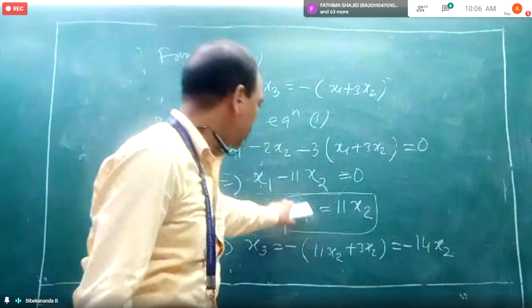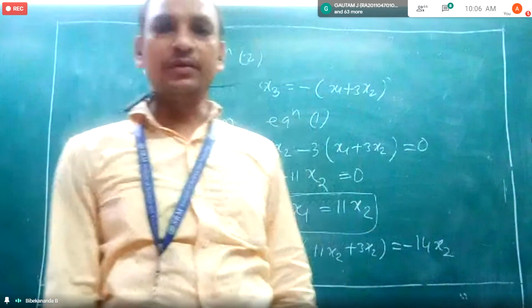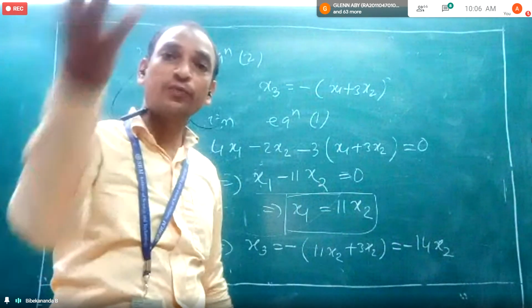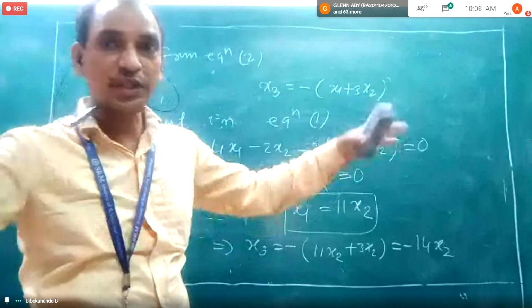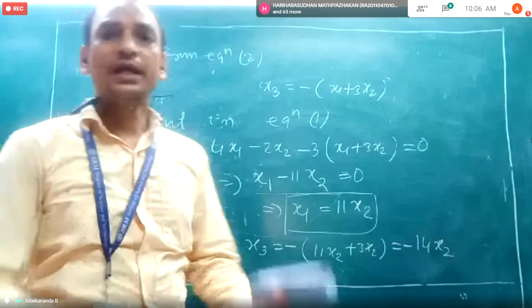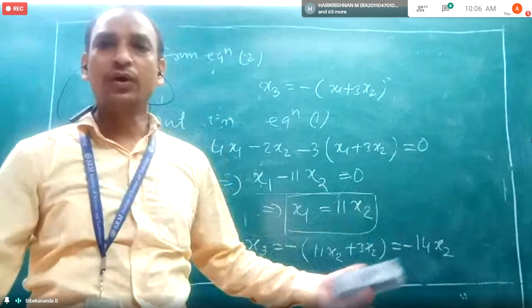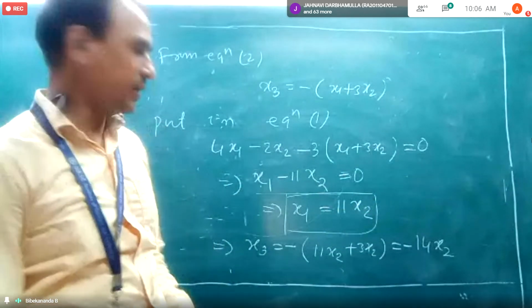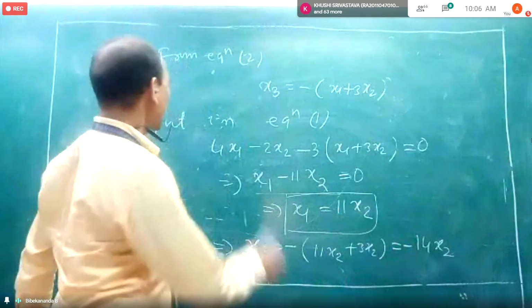Now, in these two expressions, which one is the free variable? Depending upon which variable we can find out the other variables, x2 is the free variable. It may be 0, it may be 1, it may be 2, it may be minus 1, it may be minus 2. It may be any real number. And so x2 is the free variable.